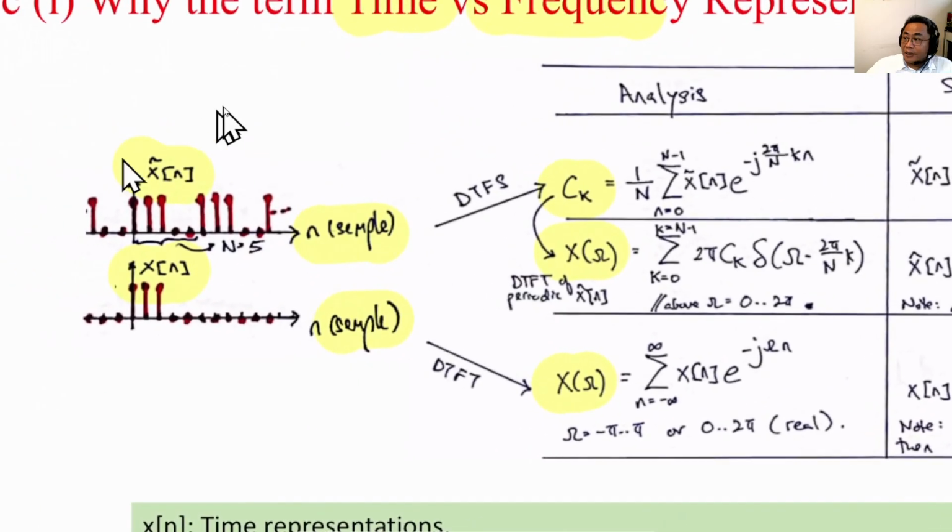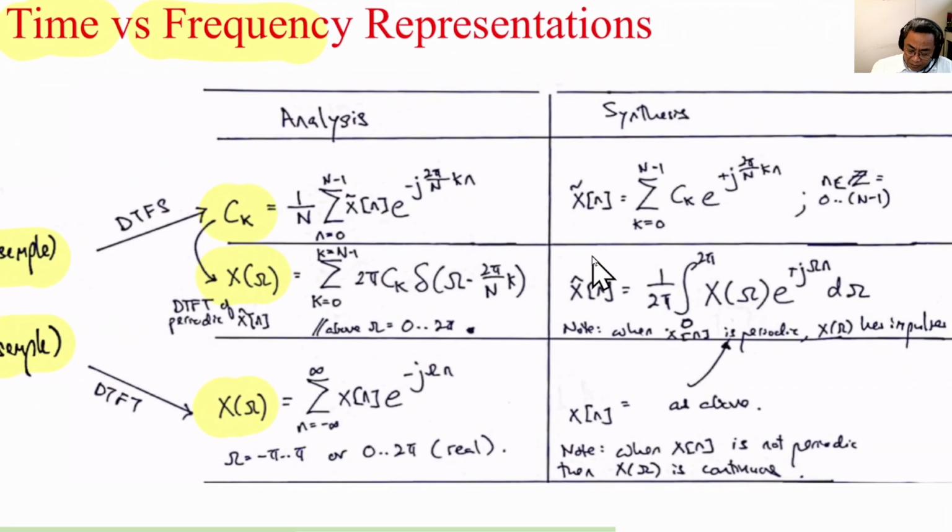Now we know that x of n is the time representation, and ck's and x of omega are the frequency representation. Why are ck's and x of omega called the frequency representation? The reason can be found from the synthesis equation. Notice that if I have ck's calculated from the analysis, to construct the original sequence, I just plug in this form. Or if I have x of omega, I can reconstruct x of n through this integration from 0 to 2 pi of x of omega e to the plus j omega n d omega.